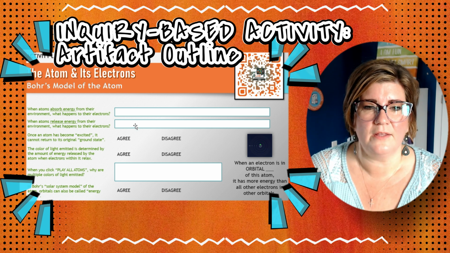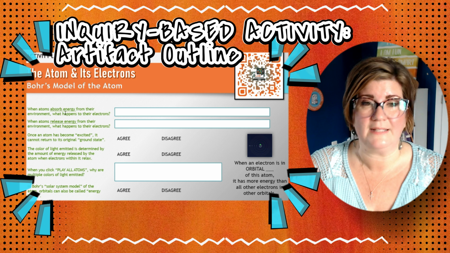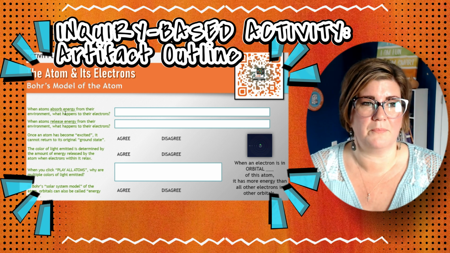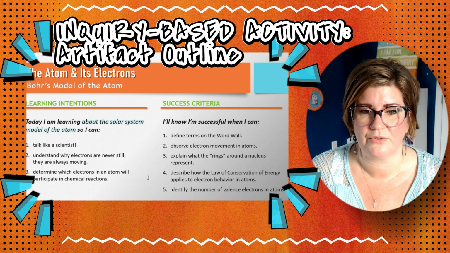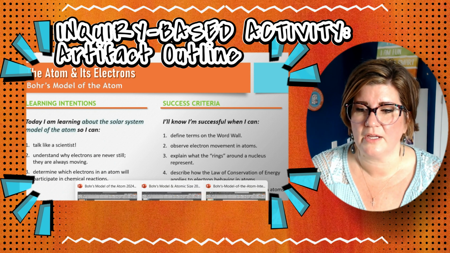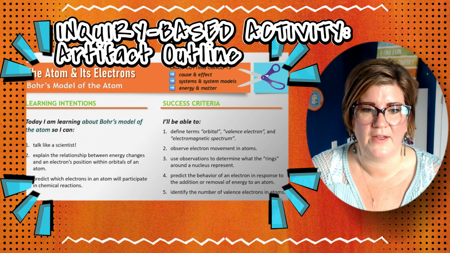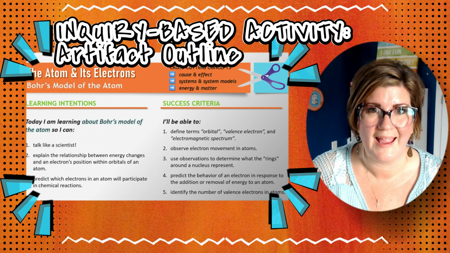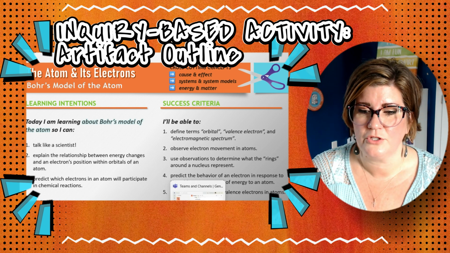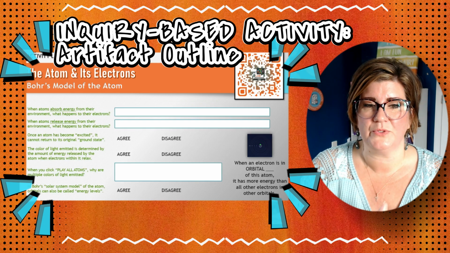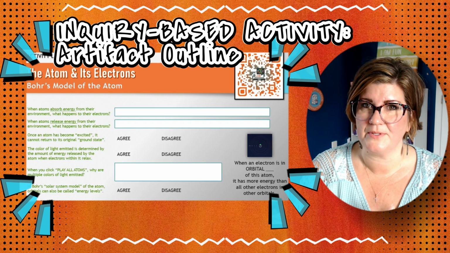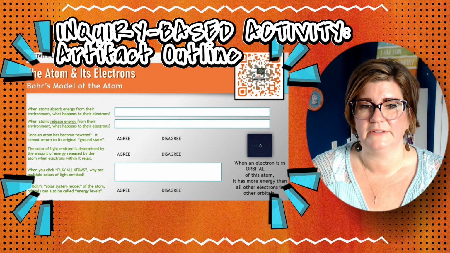understand. Things like just basically what's happening, because our goal here in the beginning was to understand why electrons are never still, they're always moving, or to soon be modified with explain the relationship between energy and electrons' position. We are going straight to that by saying what happens when the atom absorbs energy, what happens to the electrons, what happens when they're released.